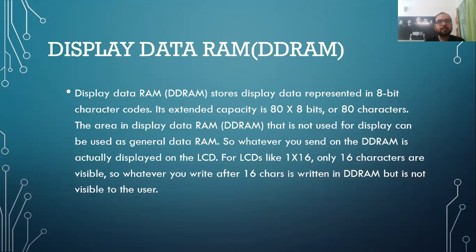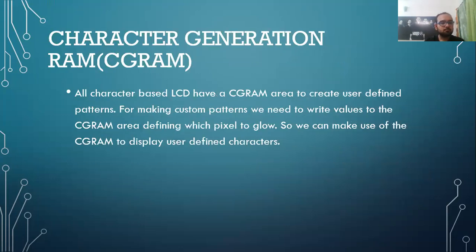So let's take an example of a 1 cross 16 LCD, that is 16 characters it can display. So once it has reached the limit of displaying the 16 characters, it has displayed the 16 characters that it can. The rest of the DDRAM is used as a normal RAM, and the data which you input into that RAM is not visible to the user.